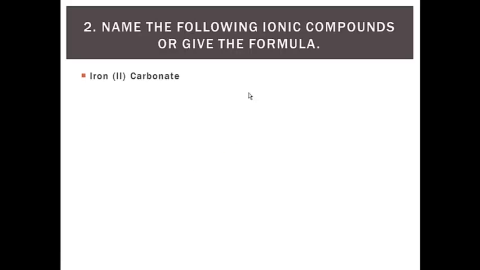Next one, we're given a name, and I want the formula. So I have iron 2 carbonate. This one is a transition metal, and I know right away because I've got this 2 here. The Romans are only for transition metals. So of course iron is Fe, and carbonate is CO3.